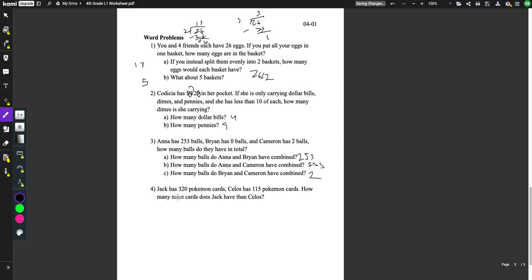Okay, we're going to now do this. Jack has 320 Pokemon cards, Silas has 115. How many more cards does Jack have? And whenever it says how many more, you know it's subtracting. So 320 minus 115. Sorry, hold on. That's going to turn into 1, and then that's going to turn into 10, 5, 0, 1. So how many more? 105. And yep, that's it.